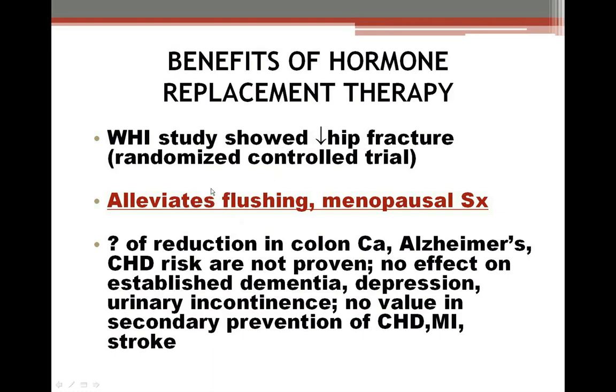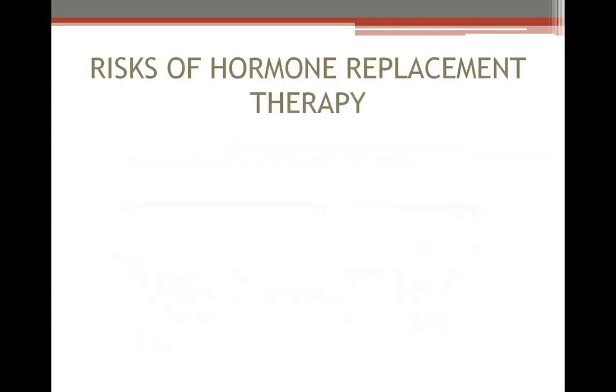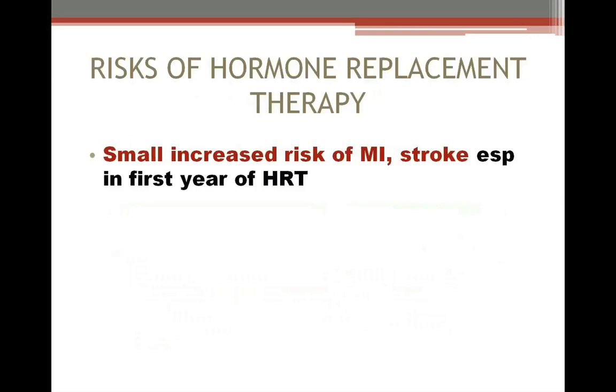The Women's Health Initiative study also showed that there's a decrease in the number of hip fractures in women who had been on hormone replacement therapy. One thing that hormone replacement does do, it alleviates flushing and menopausal symptoms while women are on the therapy. But there's been no evidence that hormone replacement therapy reduces colon cancer, contrary to what would have been reported previously in some of the observational studies, like the large NERSA study. No evidence that it reduced the incidence of Alzheimer's disease, coronary risk. It had no effect on established dementia, depression, urinary incontinence, and no value in the secondary prevention of coronary heart disease, myocardial infarction, which is heart attacks, or stroke.